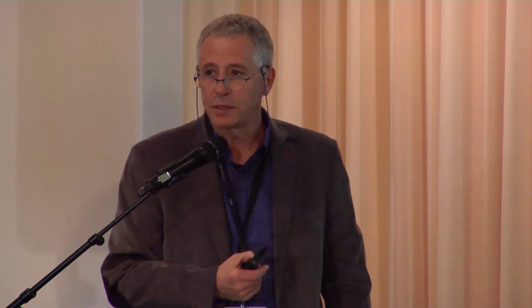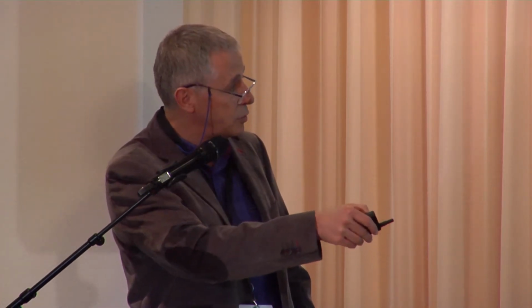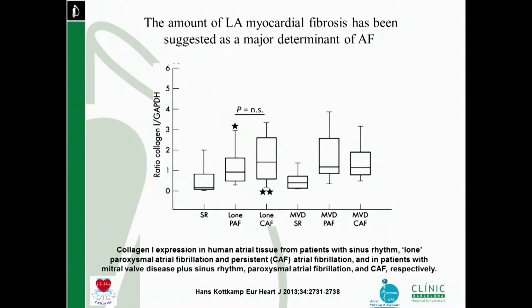So this excellent review was performed by Hans Kottkamp a few years ago, and as you see, when we talk about lone AFib, the concept is that sometimes it's just an electrical problem, that there are triggers in the pulmonary veins, and it's AFib in itself that creates the structural remodeling afterwards. But I think nowadays it's clear that there's structural remodeling before having atrial fibrillation, and even in these histological studies, performing biopsies taken during surgery, you can see that those having lone AFib also have increased fibrosis when you look at the tissue.